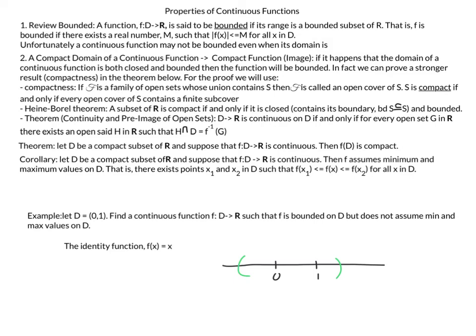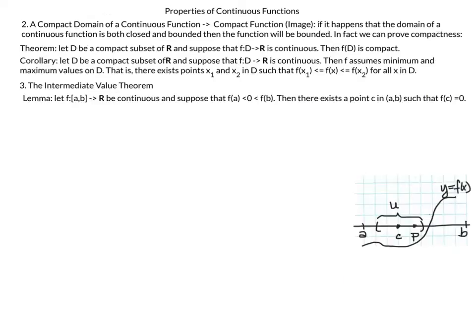But S is compact if and only if every open cover of S contains a finite subcover. So it's not sufficient to find one finite subcover. What you have to do is find a finite subcover for every open cover. And that's hard to do, to consider every single open cover you can think of, which is why we have the Heine-Borel theorem to give us an easy way of determining if a set is compact.